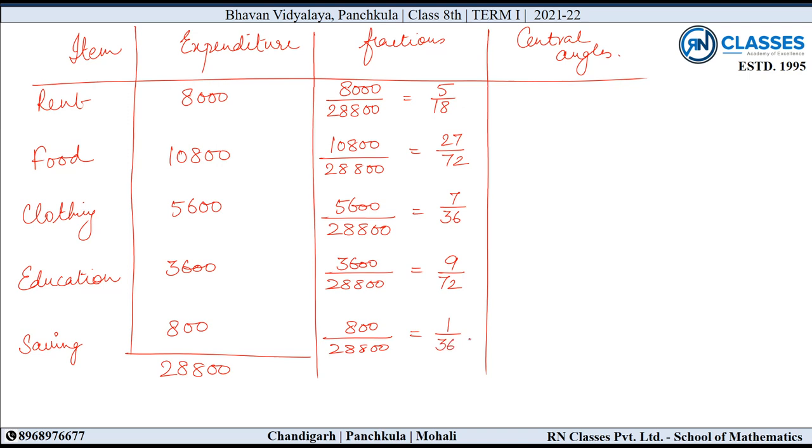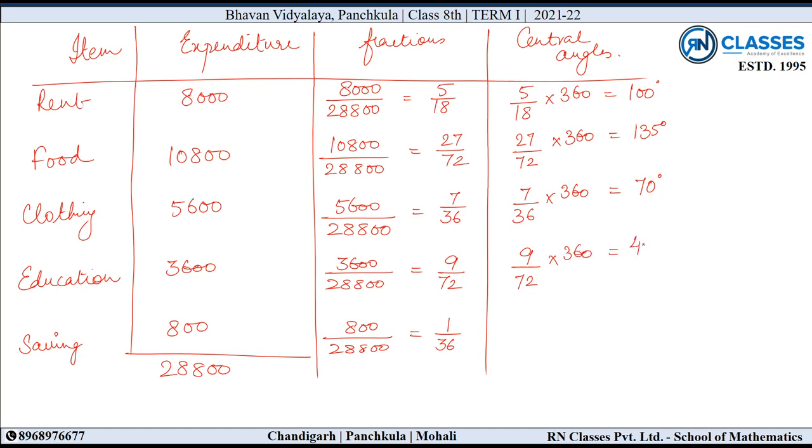Right, so now I have to get the central angles, that's it. So central angles kaise aayenge? 5 by 18 into 360 degrees. Right, so central angle would be 100 degrees. Right, make it neat and clean. 27 by 72 into 360. All the calculation work should be done separately. Right, 135 degrees. And 7 by 36 into 360. That comes out to be 70 degrees. And next one, 9 by 72 into 360. That comes out to be 45 degrees. And 1 by 36 into 360. That comes out to be 10 degrees.